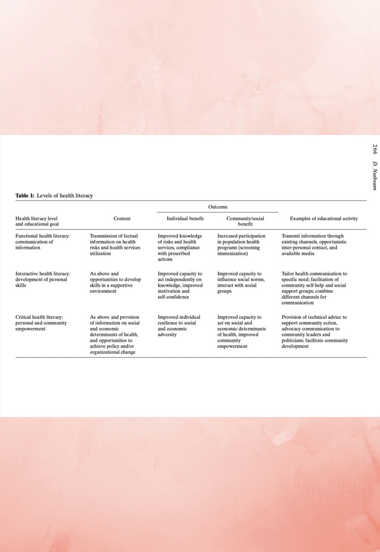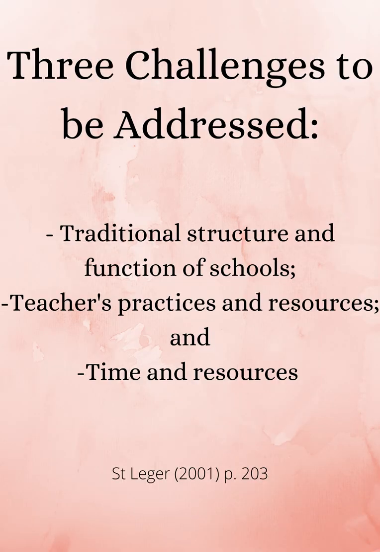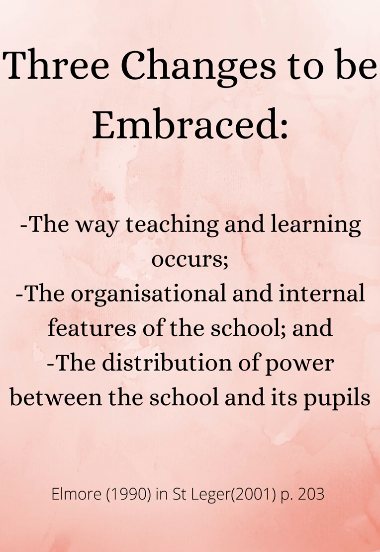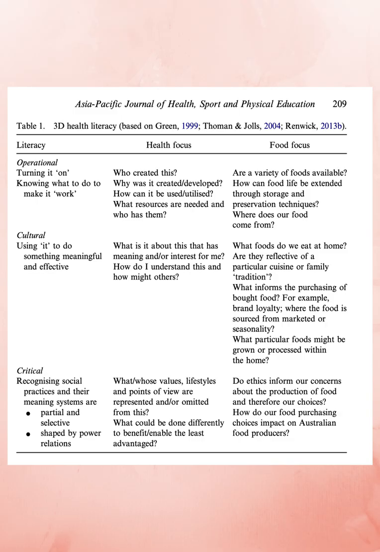St. Leger believes that achieving Level 3 is beyond the current capacity of most schools. He proposes 3 challenges that need to be addressed in order for this level to be achieved. Elmore, mentioned in St. Leger's article, argues that there are 3 substantial changes needed to be embraced by schools to achieve critical literacy. Green has a different 3-dimensional model, which can be adapted to health literacies. As written in Renwick, each dimension has a particular focus for literacy work to be undertaken. However, these are interrelated and mutually germane, rather than being separate or isolated considerations.